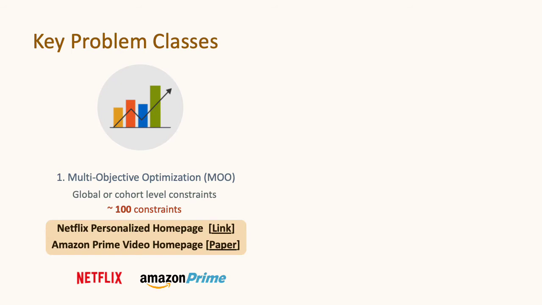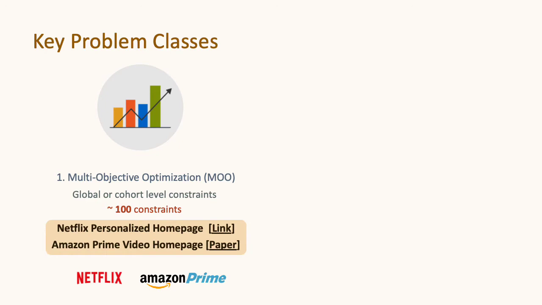We call these applications, which share the key property of having a very small number of constraints, multi-objective optimization problems. Each such constraint requires considering all instances or a significant portion of all instances. MOO formulations are popular for optimizing an entire page, especially home pages like in Netflix and Amazon, which direct traffic towards various parts of the platform and hence drive associated business metrics.